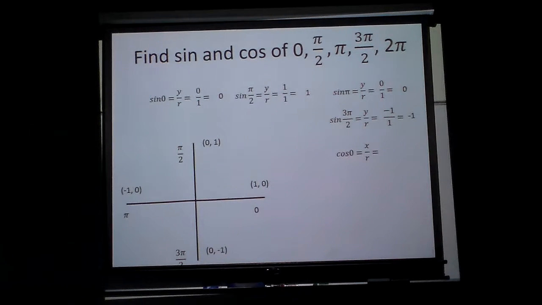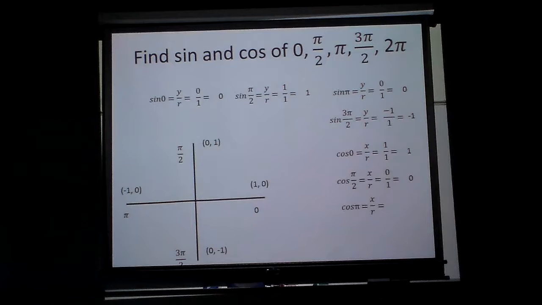And then now let's go to cosine. 0 would be the same as 2 pi. 2 pi will be the same answer as this one, because you're back at the same place. Cosine is now x over r for 0. X is what? 1? So it's 1. What's going to happen at pi over 2? X is 0, so you have 0 over 1, or 0.